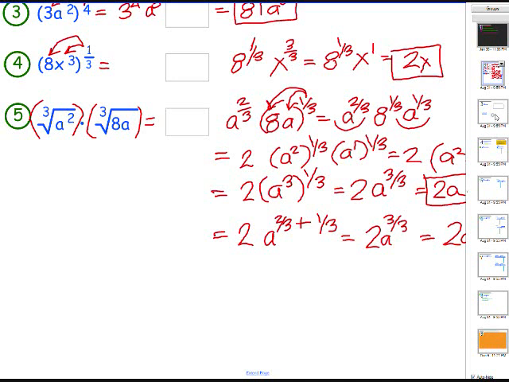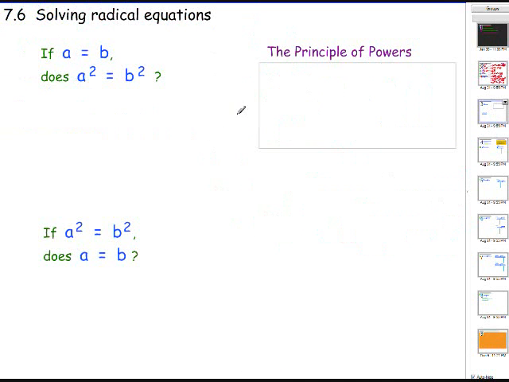We can get started now with talking about radical equations. We're going to start by talking about some equations which do not have radicals in them, just to see if we understand how all of this works. If A is equal to B, so both equal to exactly the same, if I square both of them, will they still be equal? Can you think of any number where that wouldn't be true?